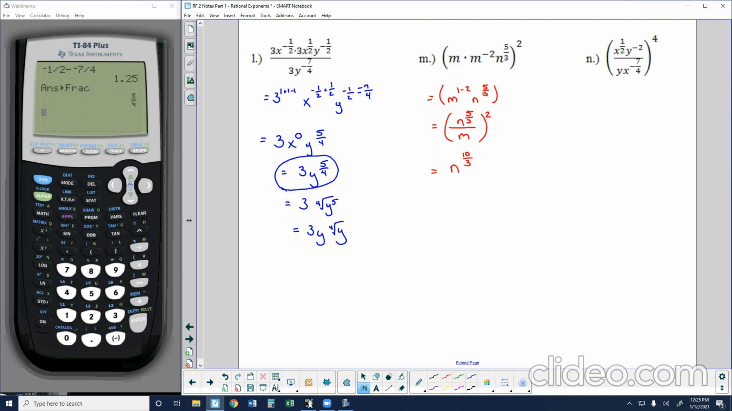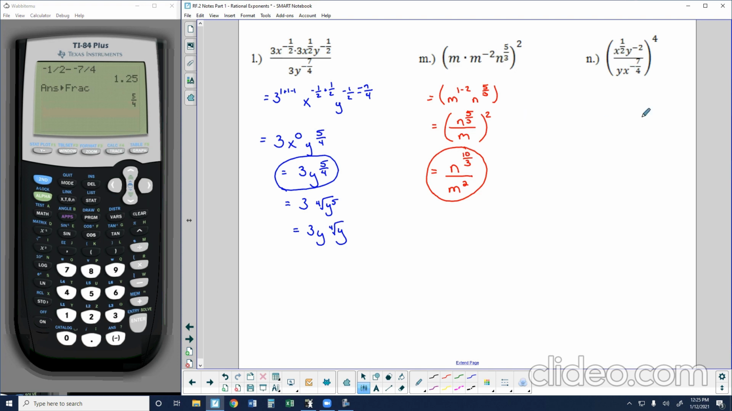I would also take m to the second power. I'd have m to the second power. And this would be my final answer here. So here we simplified inside the parentheses first by adding together the exponents of m and then realizing m to the negative 1 power is the reciprocal operation, so it would be the same as 1 over m. So this would change to n to the 5/3 over m, and then we evaluated that power.